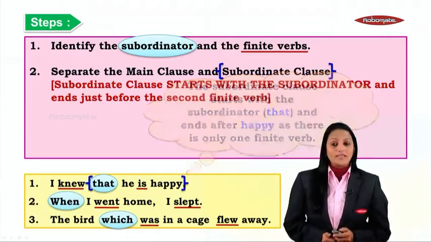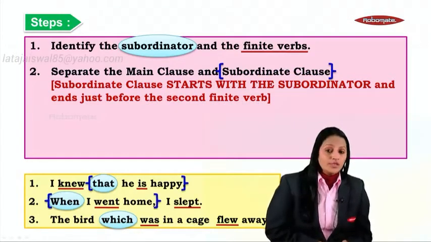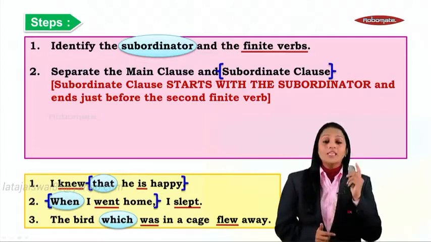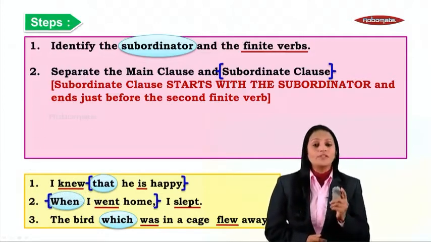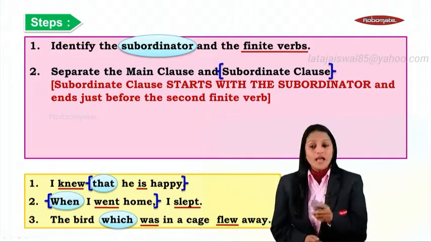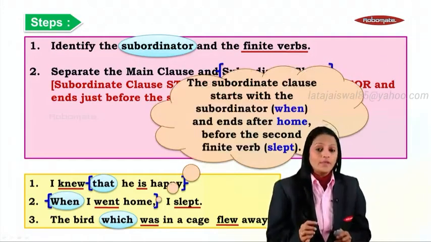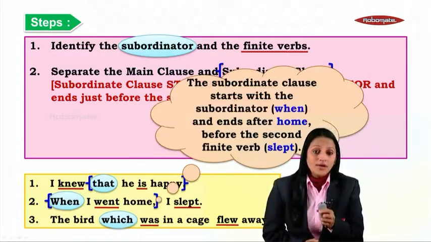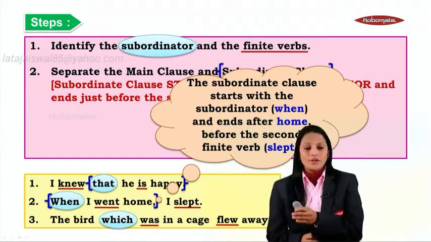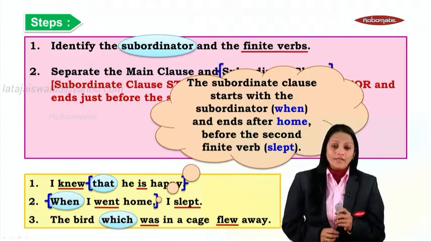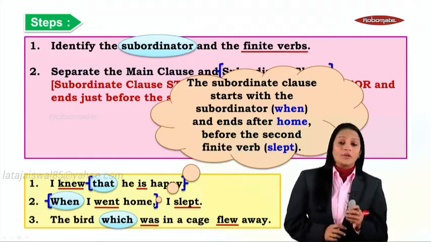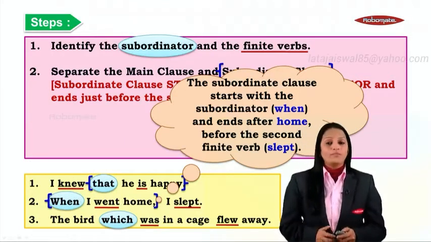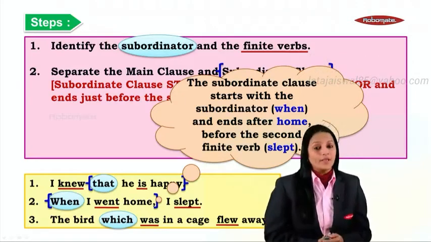Look at the second one, starting with "when." Now here, students, if you just go on till the end, you will find the whole thing is a subordinate clause. That is why specifically stop before the second finite verb. So we started with "when" and we stopped immediately after "home," not immediately before "slept," because there's another word, "I." You can't put "I" in the subordinate clause, otherwise the main clause sounds very funny there. So you will take the "I" in the main clause because you need a subject there as well. Okay? So very clear, "when I went home" becomes your subordinate clause and "I slept" becomes the main clause.